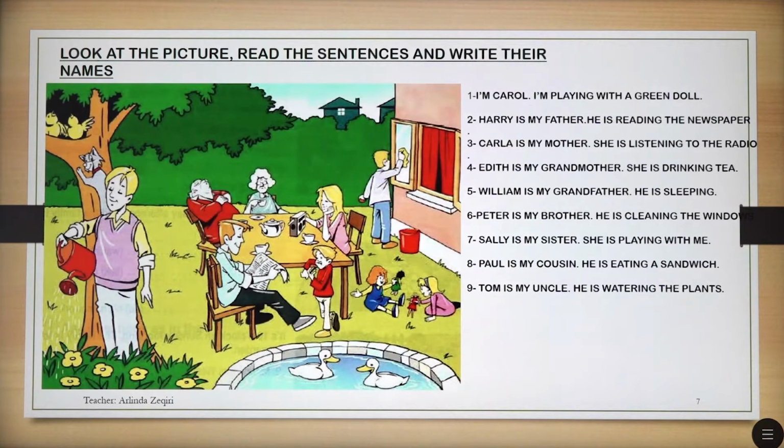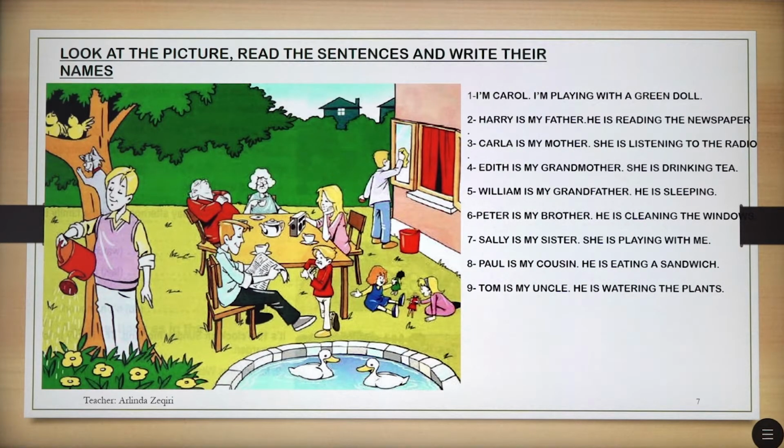Here is a picture of a few people doing different things at the moment of speaking. Now look at the picture, read the sentences, and try to write their names. The first one, I'm Carol. I'm playing with a green doll. So let's see, who is playing with a green doll? Okay, we can see Carol playing with a green doll.